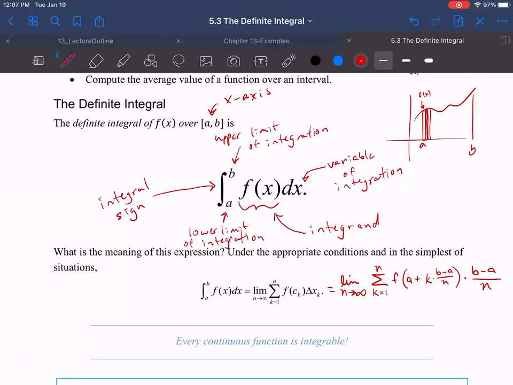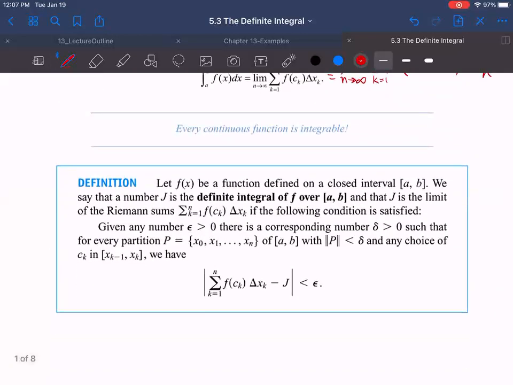All right, good. Every continuous function is integrable. Let f of x be a function defined on a closed interval [a, b]. We say that a number J is the definite integral of f over [a, b], and that J is the limit of the Riemann sums, if the following condition is satisfied.